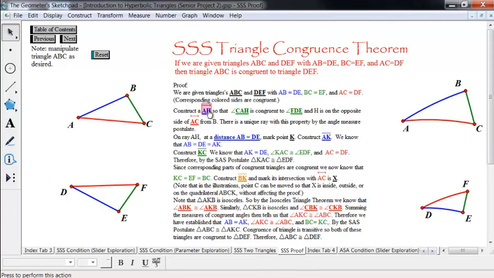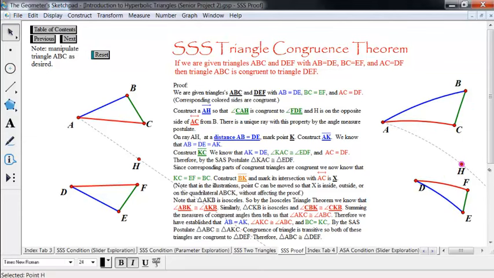Now, how are we going to prove this? Well, we don't have anything about angles. So if we had some angles, we might be able to do side angle side, or we might be able to do angle side angle. Well, we don't have any. What we're going to do is we're going to make an angle. So we're going to construct a ray AH. Here it is in hyperbolic on the left.